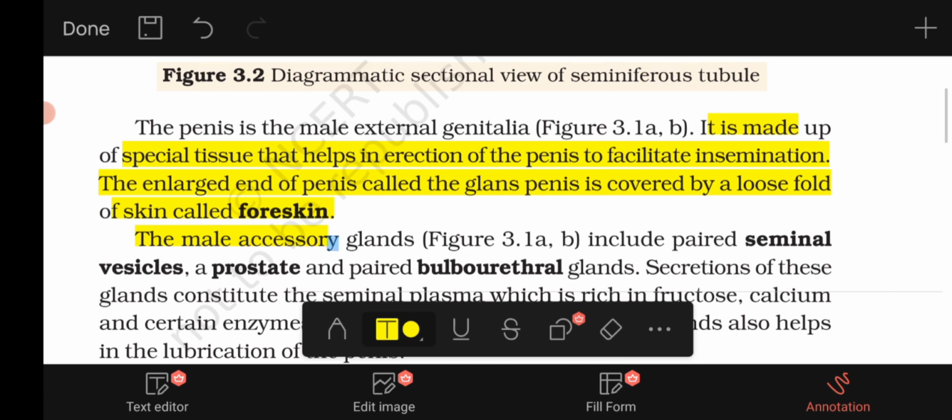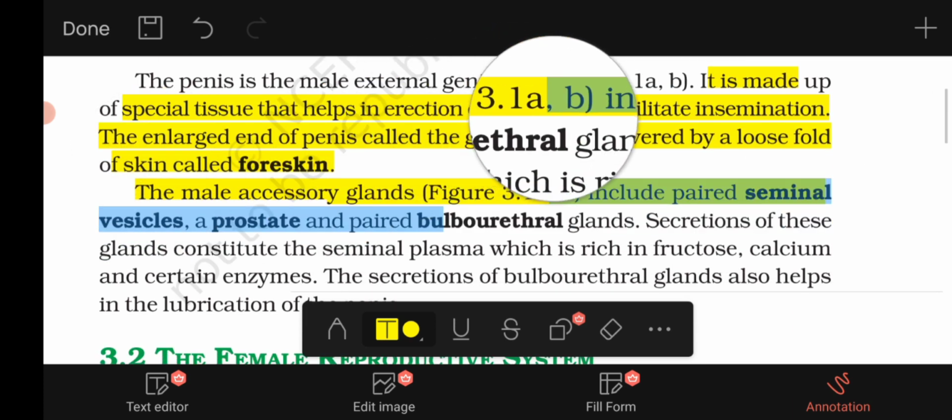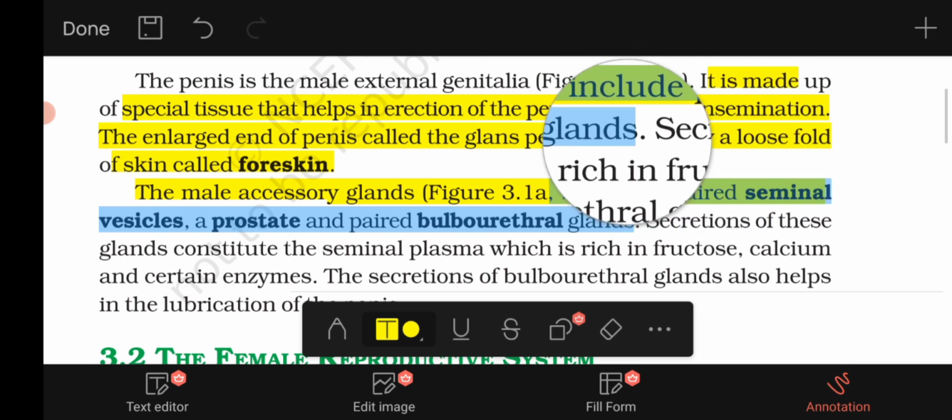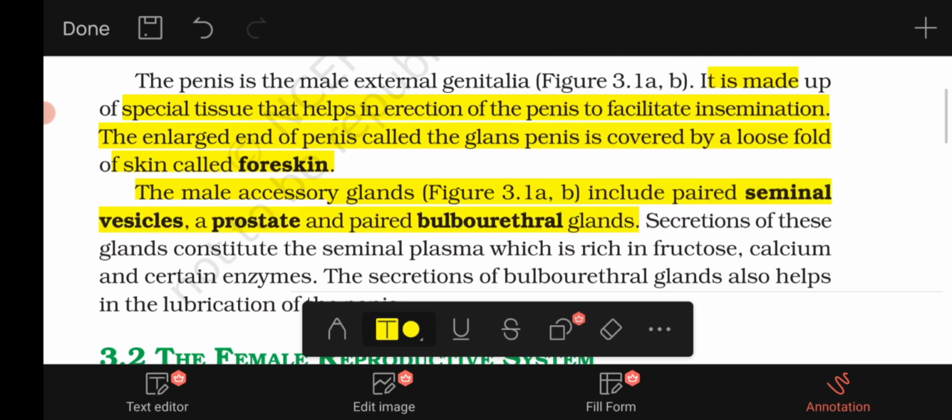The male accessory glands include paired seminal vesicles, a prostate gland which is unpaired, and paired bulbourethral glands, also called Cowper's glands. Secretions of these glands constitute the seminal plasma, which is rich in fructose and calcium. This might be a question. The secretion of all these glands together is called seminal plasma.